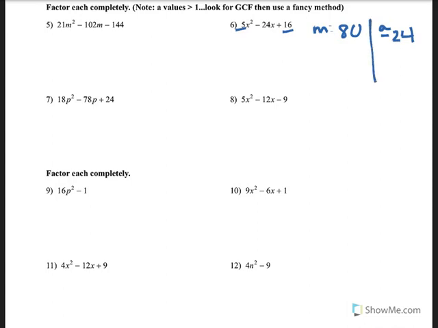So you can either put this in the graphing calculator, under y equals, and put 80 divided by x, and then look at the second table. Or you can just look at them and say, hey, negative 20 times negative 4 gives me a positive 80, but then also negative 20 plus negative 4 gives me a negative 24, okay?